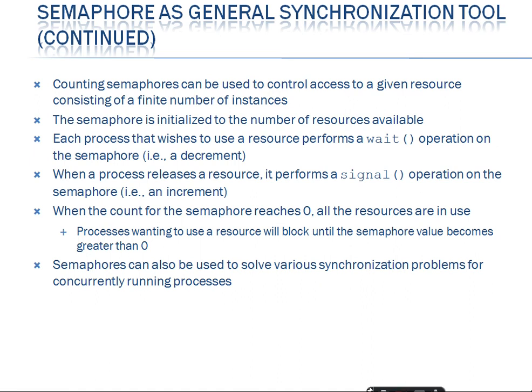When the count for the semaphore reaches 0, all the resources are in use. This means that all of the resources are currently in use, and the processes wanting to use a resource will block until the semaphore value becomes greater than 0. So if there exist some other processes that wish to use the resource, they will be blocked until the semaphore value becomes greater than 0.